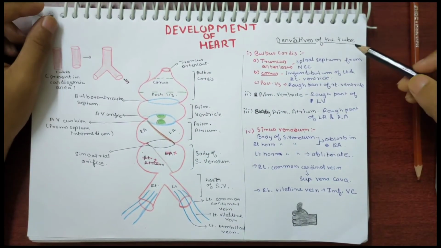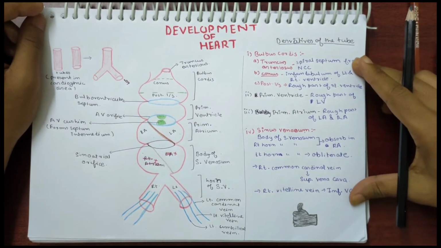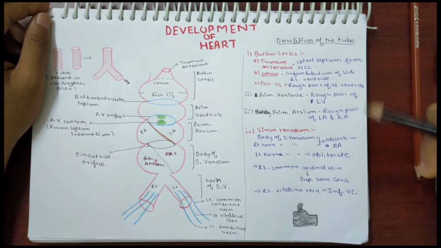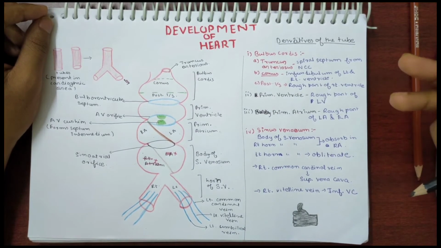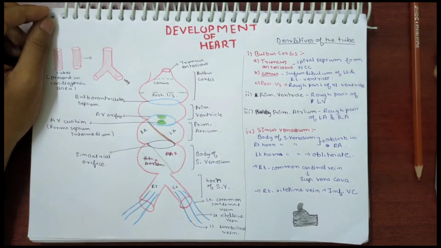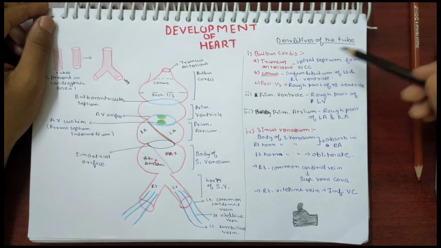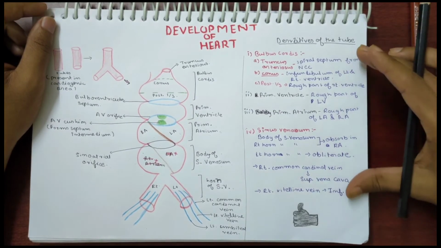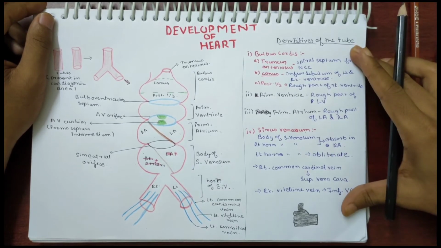Anyways, we move to the derivatives of the heart tube. So this is an important part. This can be asked in the MCQs, in the quizzes, obviously in the vivas by the teachers, and it can also be asked in theory papers. So like, talk about the different derivatives of the heart tube. You may be asked about the development of the heart tube itself and to enumerate the derivatives of the heart tube as well. So again, this part is very important.